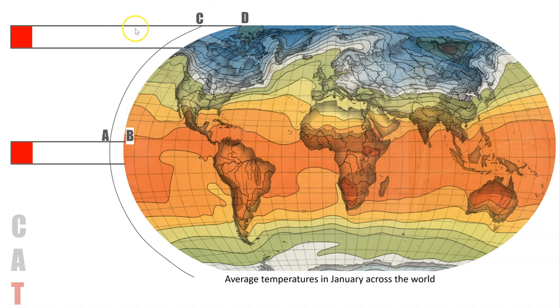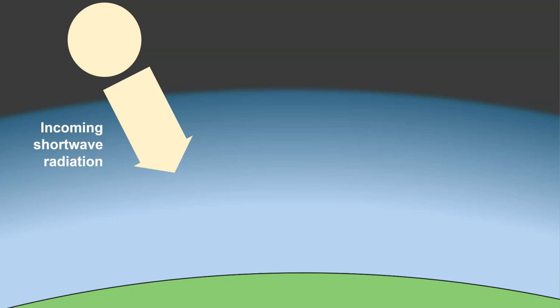So the sun's rays pass through a longer distance of the atmosphere at the poles than they do at the equator. Now, what's the implication and consequence of that? Okay, so here we have incoming shortwave radiation from the sun coming into the atmosphere.